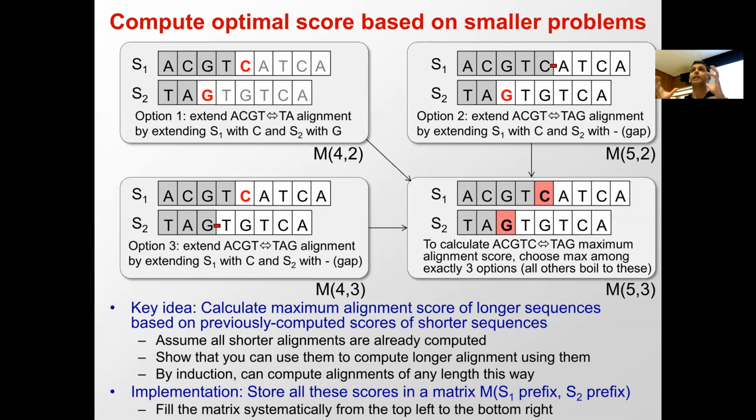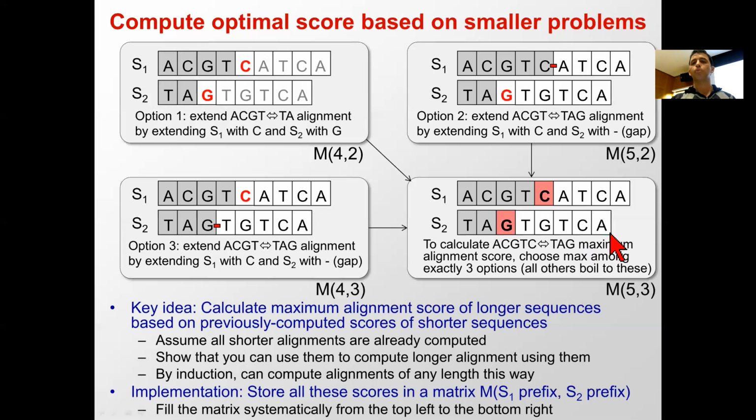This is kind of cool, right? We're basically now starting to move from this totally amorphous exponential space of possible gap placements to just entries in my matrix. And the rest is going to be the details of how I put all that together. So option number 1 is extend this by adding a gap. Option number 2 is extend the other one by adding a gap. Option number 3 is extend both by adding a letter and then compute the match mismatch score. Okay. So we're going to store all of these scores in a matrix parameterized by which prefix I'm looking at and which prefix I'm looking at. And we're going to fill the matrix systematically from the top left to the bottom right.